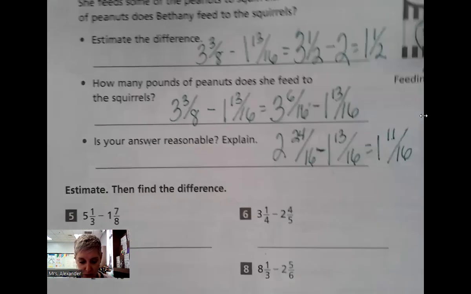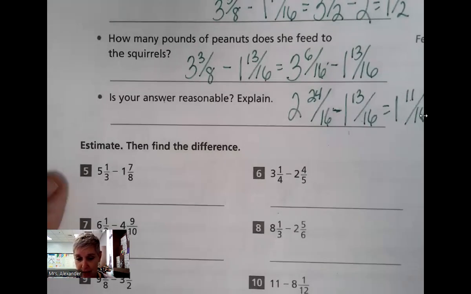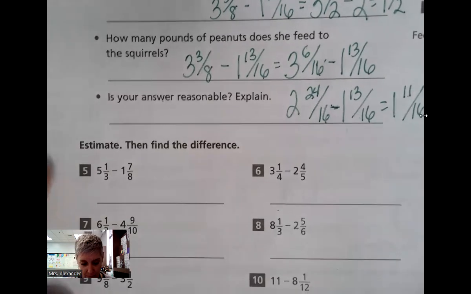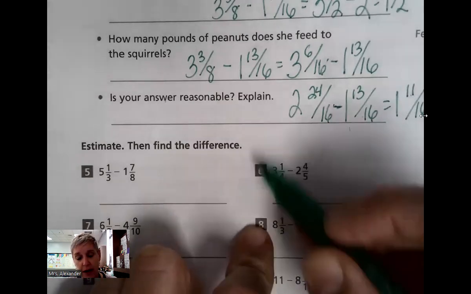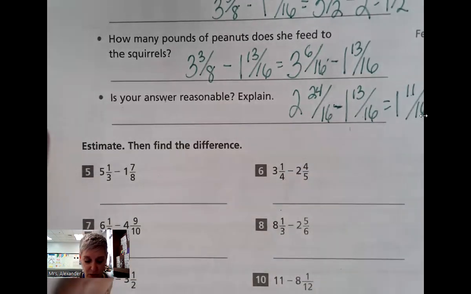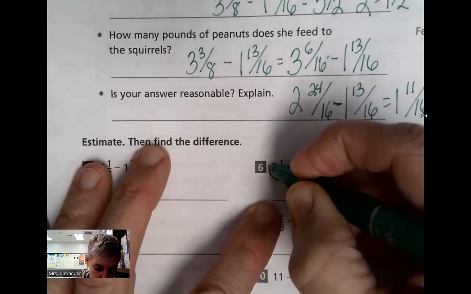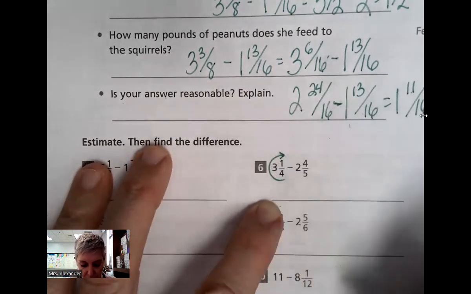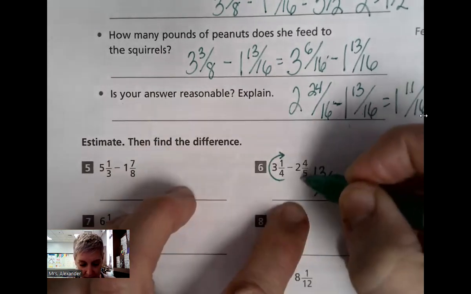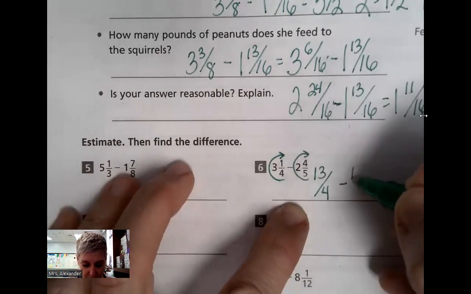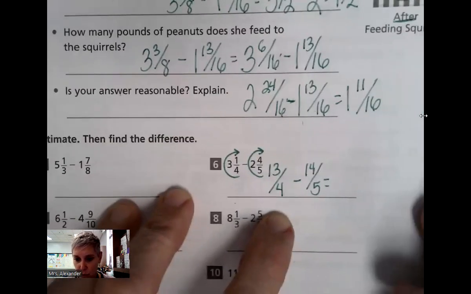All right. Number 6. I'm going to do this one. The first one I did in this situation, I did the regrouping. I'm going to use that Columbia C that we talked about. First things first, I can find a common denominator, or I can do that Columbia C first and then adjust for my denominator. Either way, it's going to work out the same. So if you remember, we'll do it this way. 4 times 3 is 12, plus 1 is 13/4, minus 5 times 2 is 10, plus 4 is 14/5. Let's see what happens. I need a common denominator. We'll go with 20.